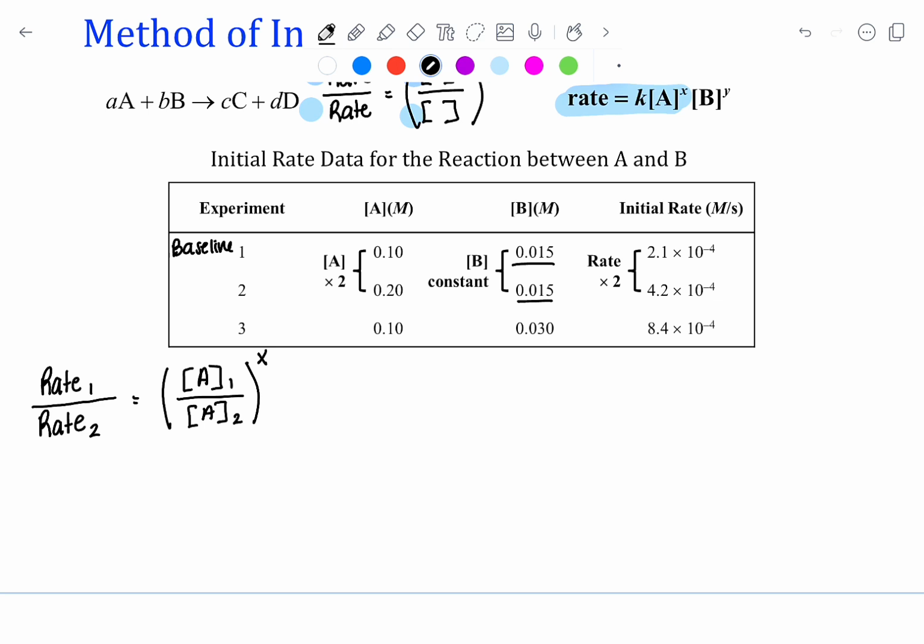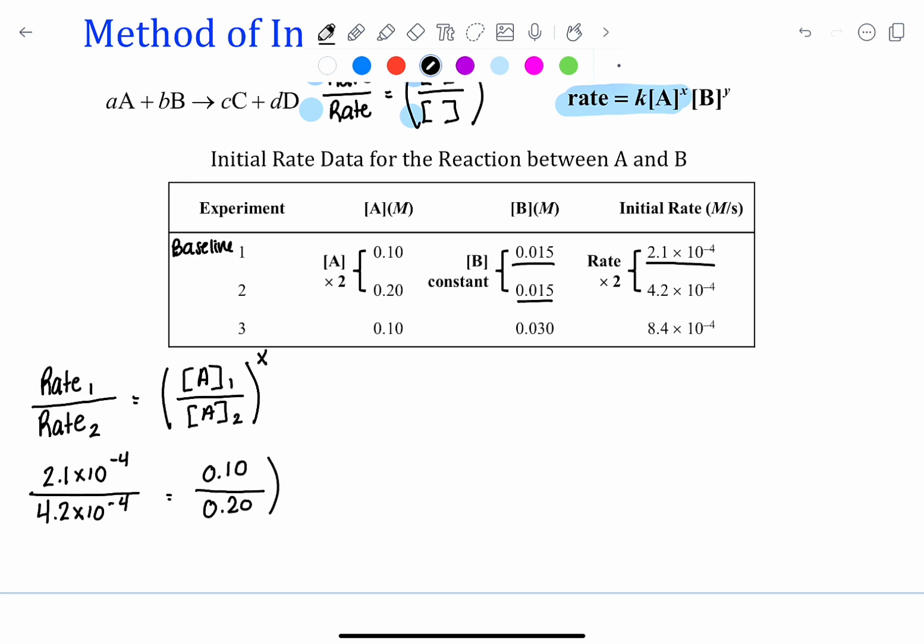So we know the rate from experiment 1 is 2.1 times 10 to the minus 4, and the rate of experiment 2 is 4.2 times 10 to the minus 4. Our concentration of A in experiment 1 was 0.10, and our concentration of A in experiment 2 was 0.20. That is now raised to the x. So let's grab our calculator so we can simplify this.